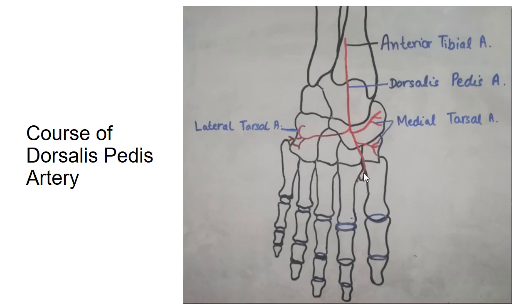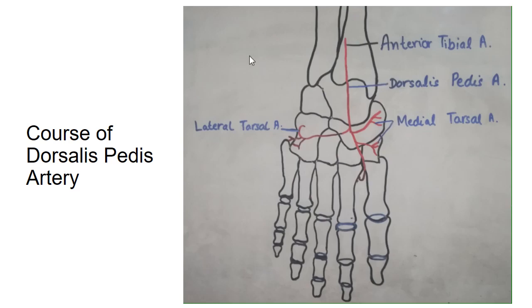At this point, the dorsalis pedis artery gives off a branch known as the first dorsal metatarsal artery, which supplies the big toe, and it runs downwards into the sole of the foot as the deep plantar artery. This deep plantar artery joins the lateral plantar artery and forms the deep plantar arch on the sole of the foot.